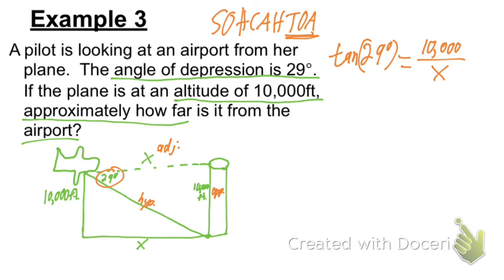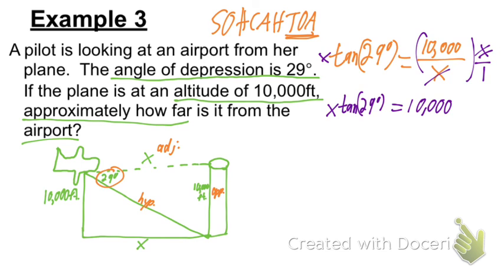So, is this a similar setup to what we had last problem here with the variable on the bottom? Okay. What did we do when we had that variable on the bottom? We couldn't divide by x. That didn't work. We had to multiply by x to get it out of the denominator. Our first step is to get that out of the denominator. So we have x times the tangent of 29 degrees. It's not 29 times x. It's x times that entire operation, is equal to just 10,000.